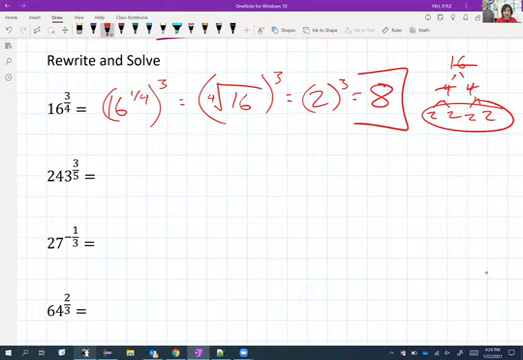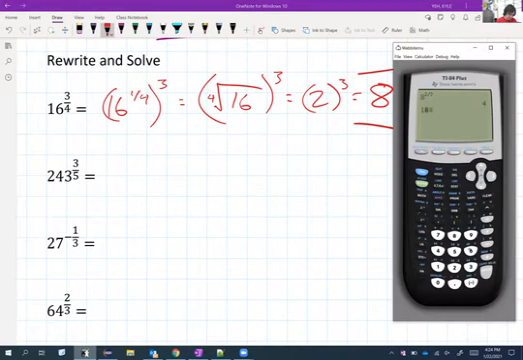Didn't need a calculator. Did it by hand. We can check our work with a calculator. So let me come over here and say 16 caret to the 3 divided by 4th power. And sure enough, it equals 8.